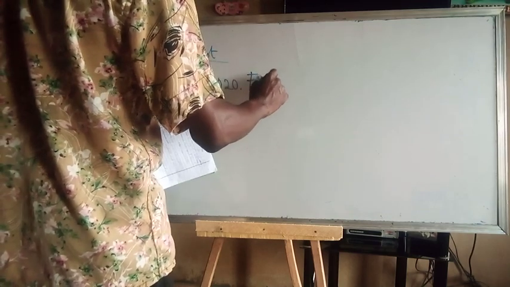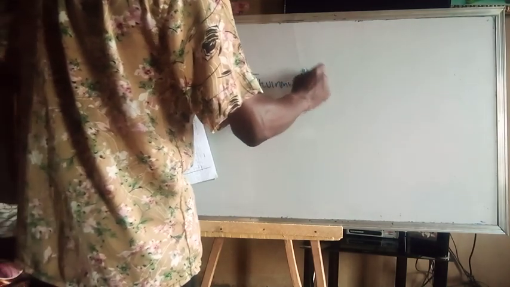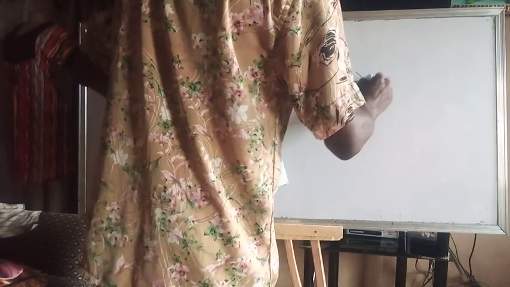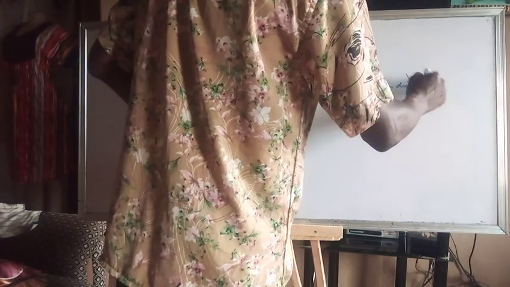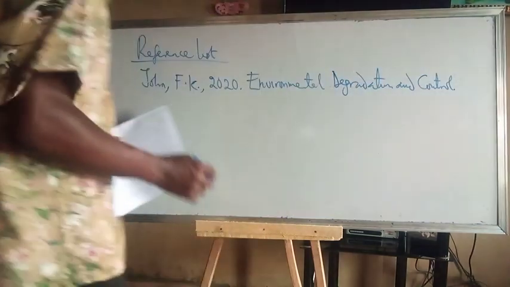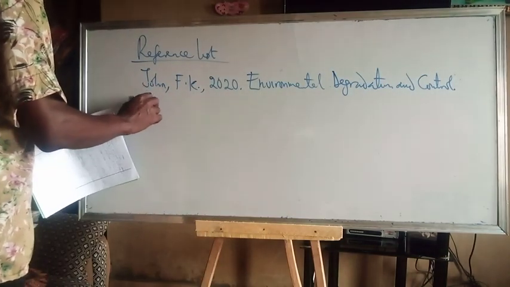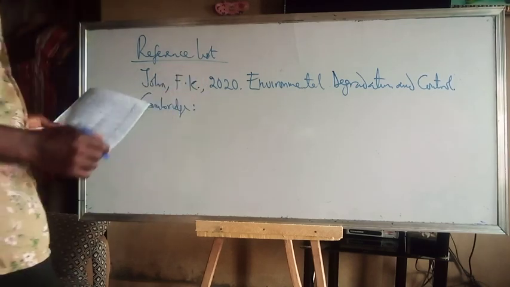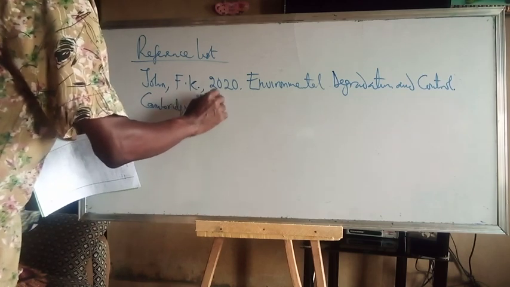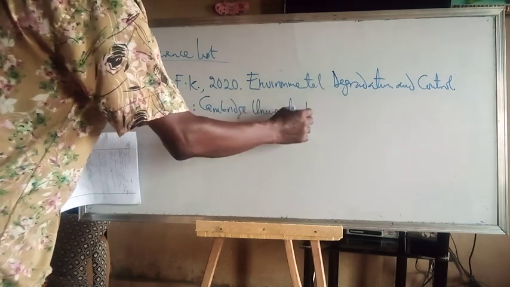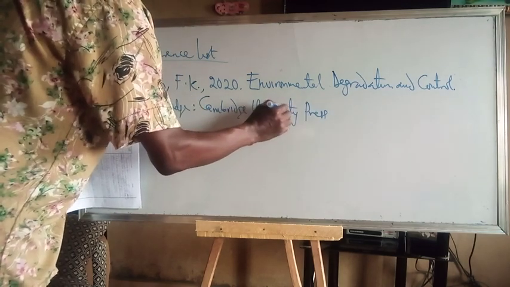Environmental degradation and control. Okay. Now, full stop. Then Cambridge. That's the publisher. That's where it is. Cambridge University Press. I hope you can see the difference now.